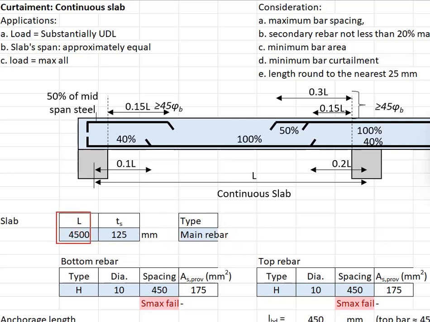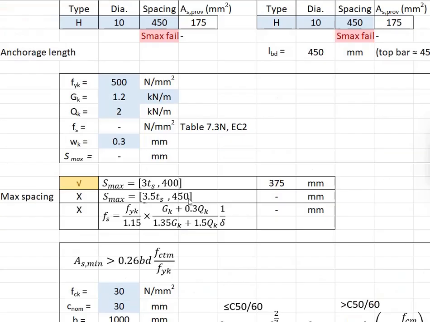The span is 450, the thickness is 125. We put #10 450, #10 450. You know that the maximum spacing will fail. How do you know that? We will need to look into the requirements for the maximum spacing.